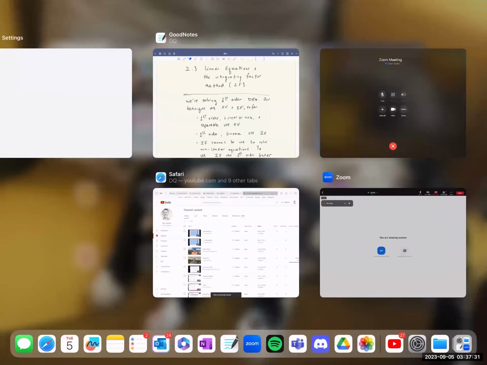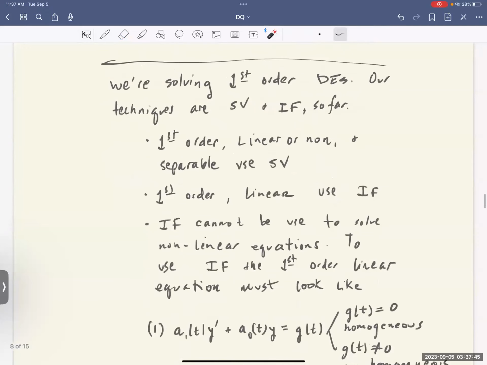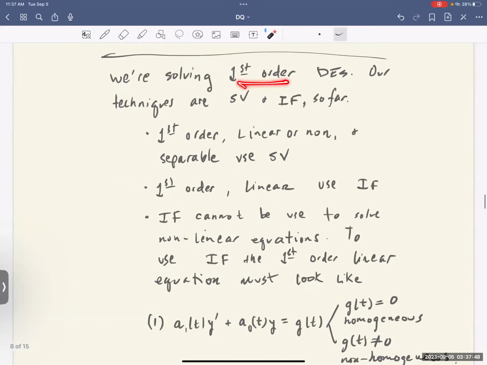Okay, let's work through this. We're dealing with 2.3 linear equations, and to solve linear equations, let's use the integrating factor method. Okay, again, solving first order differential equations. We've looked so far at separation of variables and now integrating factor.